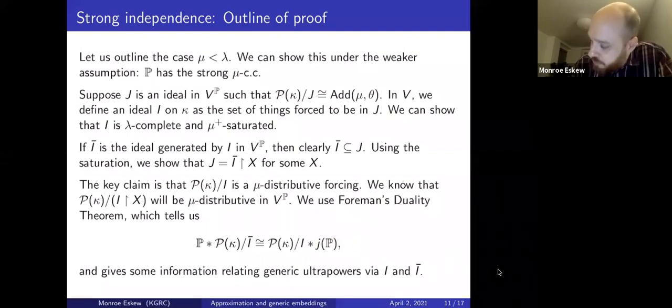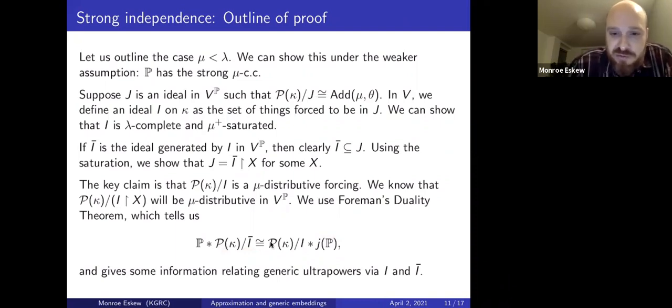Then you can describe what this guy looks like pretty concretely. Okay, so there's this equation. There's also some information. You have the possibility of taking two ultrapowers. If you take a generic for this two-step iteration, then you'll have the generic ultrapower of V by this, and then you'll have the generic ultrapower of VP by this. And there's a relation between them.